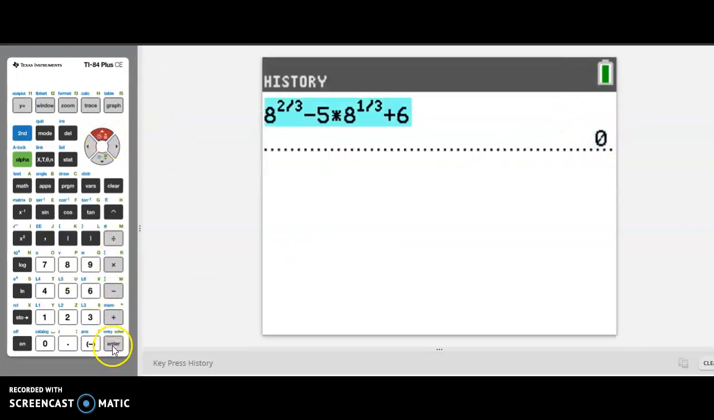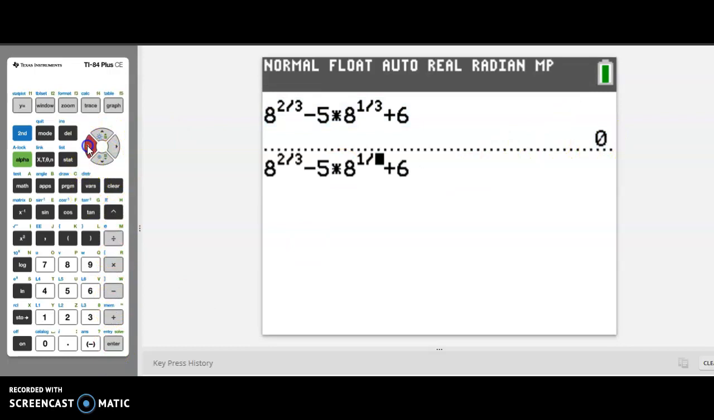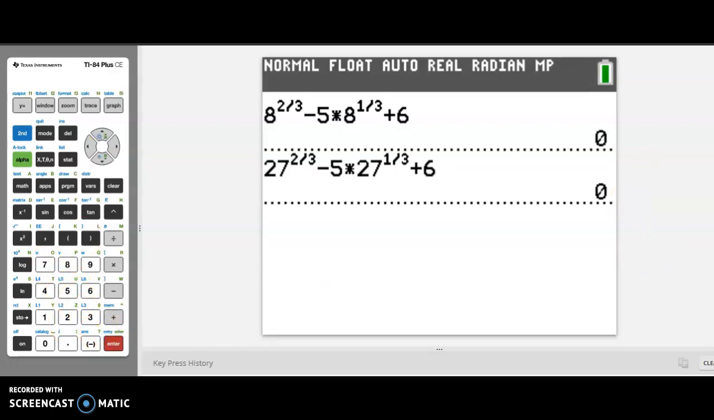Do the same thing, just grab that equation and change those 8's to be 27's. 27 there, 27 here. There we go. So those are both correct. Don't be afraid to check your work.